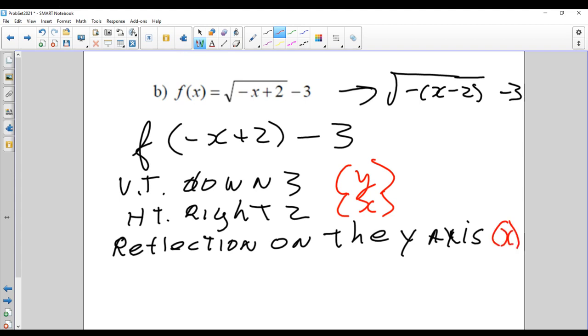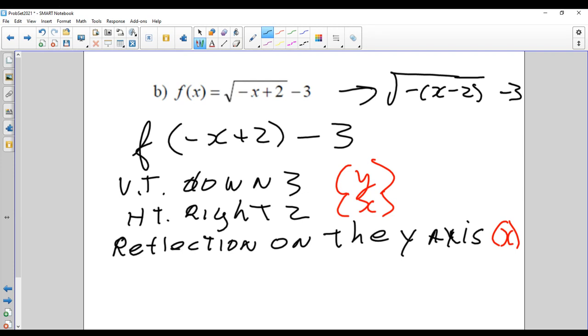Now, there are two things I need to teach you so that we can get this right. We need to talk about the domain and range. That's our goal here. What's the domain? What's the range? Before I teach you that, let's go back to what a typical square root function's domain and range would be.